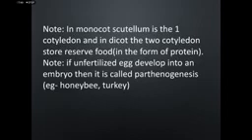In monocot, scutellum is the one cotyledon, and in dicot, the two cotyledons store reserve food in the form of protein.